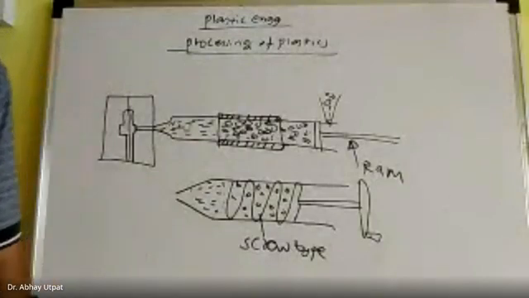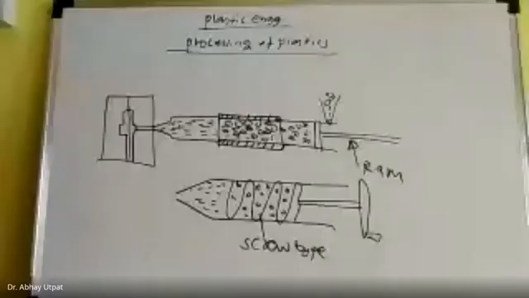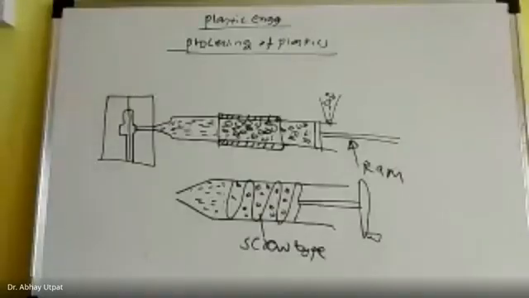Saurabh Bhosle, roll number 11. Saurabh Bhosle. Yes, sir. Am I audible? Yes, sir. Okay. Draw these two figures.